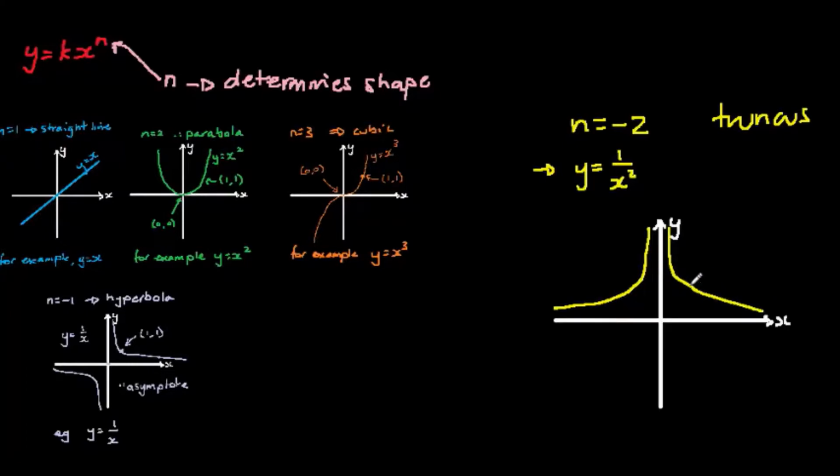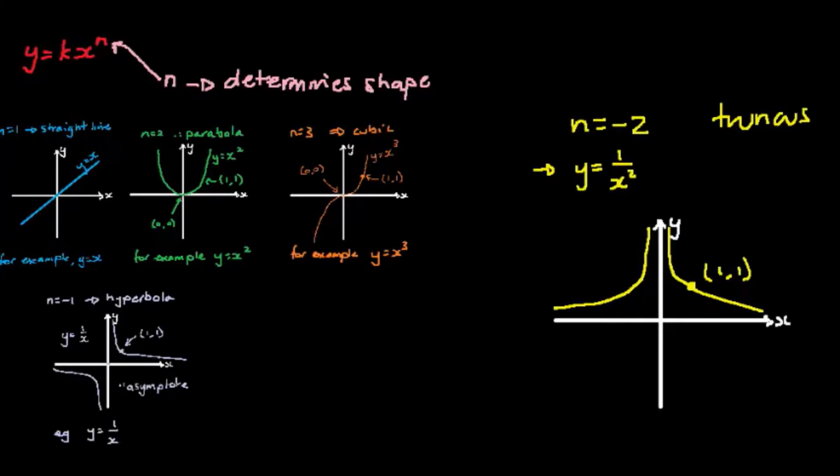They're meant to be symmetrical, it's meant to look the same. A truncus, would you believe, also would go through 1, 1 if it has the equation y equals 1 on x squared. And it's called a truncus because it looks a little bit like a tree trunk. So that's what my truncus would look like.